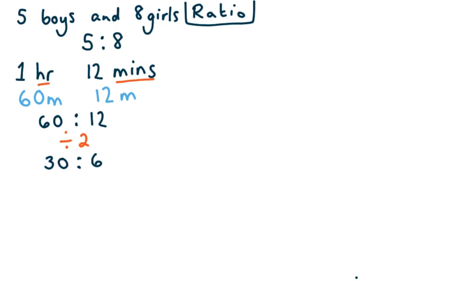Can you see another common factor? You might be able to see another common factor of 2. You might be able to see there's a common factor of 3. Or you might be able to see that there's a common factor of 6. If you can see more than one factor, divide by the biggest factor. So this becomes 5 to 1. So the ratio of TV programmes to adverts is 5 to 1.